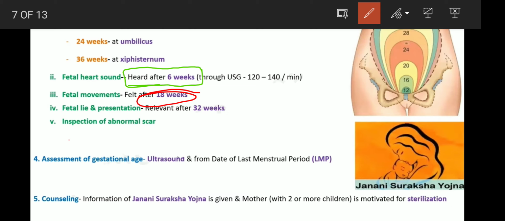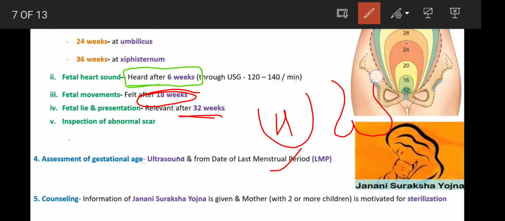Fetal lie and presentation will be relevant after 32 weeks. So it is very important to know the fetal lie and presentation. Sometimes there will be breech presentation. If there is a head, then it is good. If there are buttocks or feet, hands, shoulders, then breech presentations will be there.